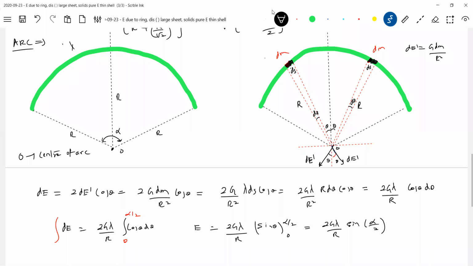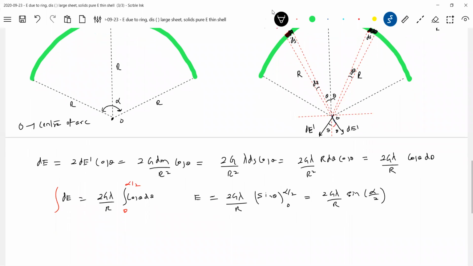So this is the expression for an arc. Now we'll cross check. Put alpha equal to, let it be a ring. So what is alpha? Alpha will be 2 pi, no? Alpha will become 2 pi. So can we justify this answer? Yes. Whatever we studied, we have to justify it.